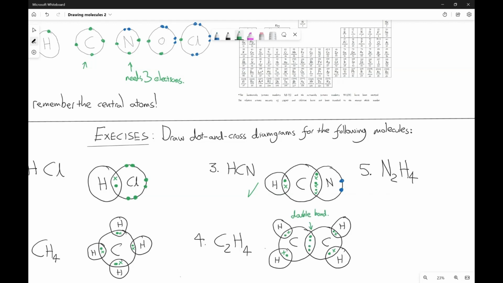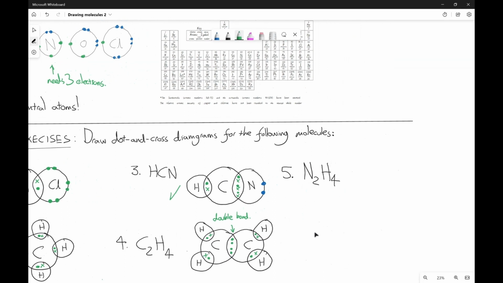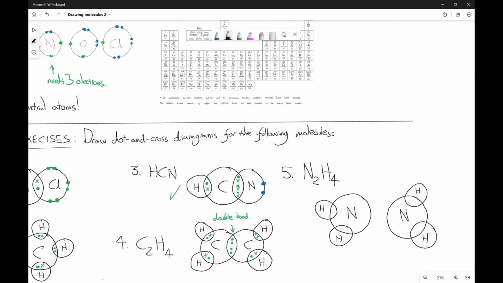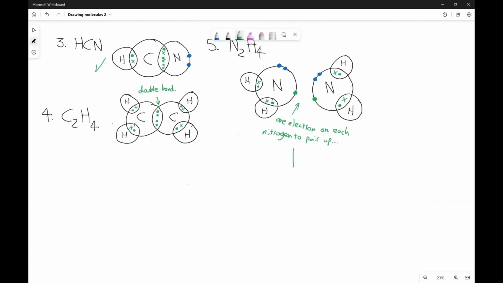Finally, last but not least, number 5, we've got hydrazine. Now let's take each of the nitrogens individually. So each nitrogen has a bond with 2 hydrogens, okay, like so. And what does that leave us with? It leaves us with a lone pair and a single electron on each. So it doesn't form a triple bond. It can only form a single bond, because remember, lone pairs cannot bond.